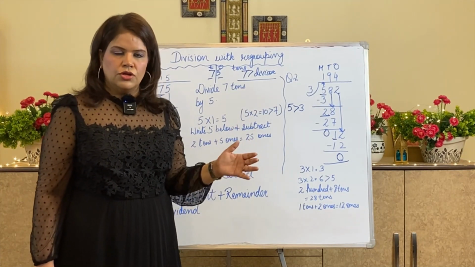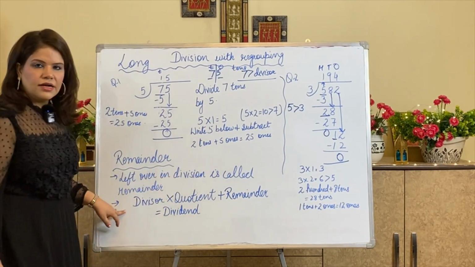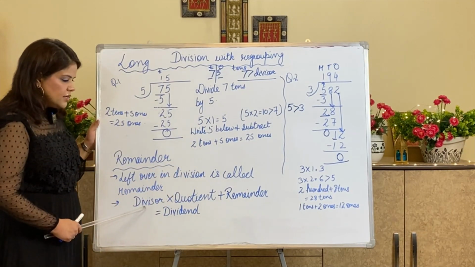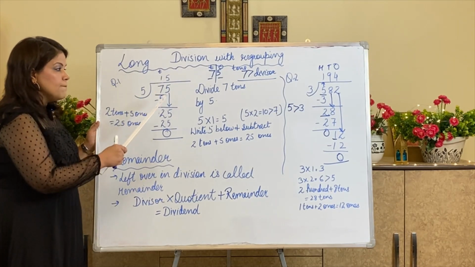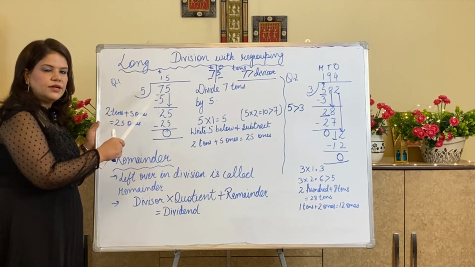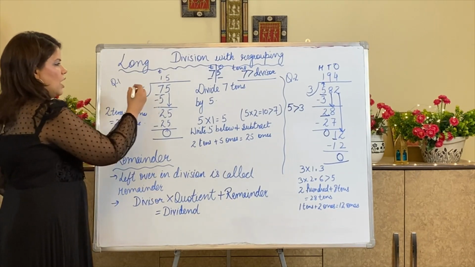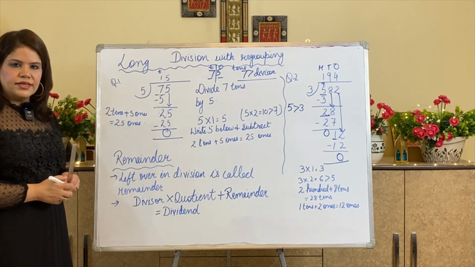Now for checking in division, we have one rule to check whether we have divided it correctly or not. And in that we include the remainder. So what is that? Divisor into quotient plus remainder should be equal to the dividend. You know that we are multiplying these two numbers to get the dividend.